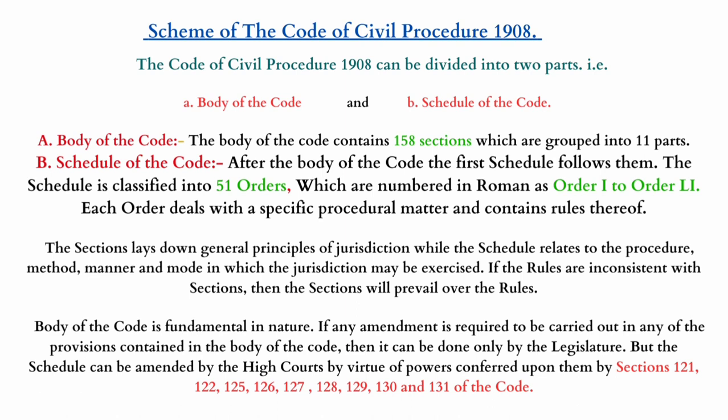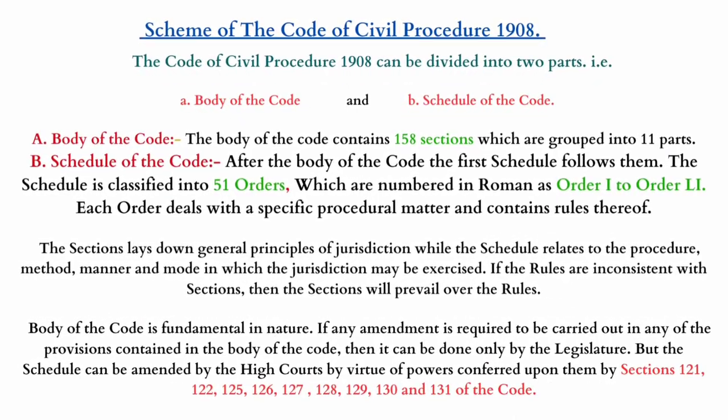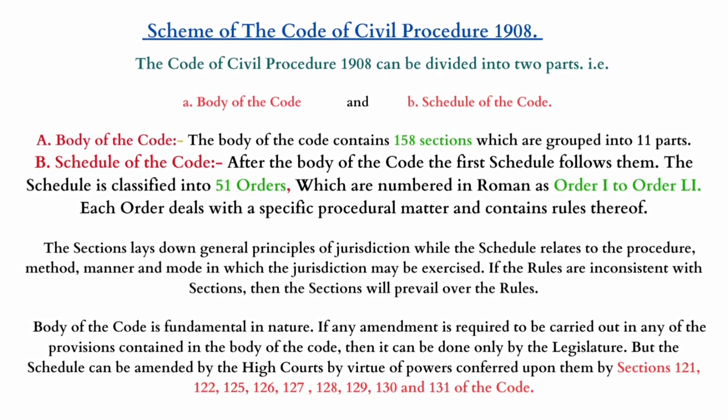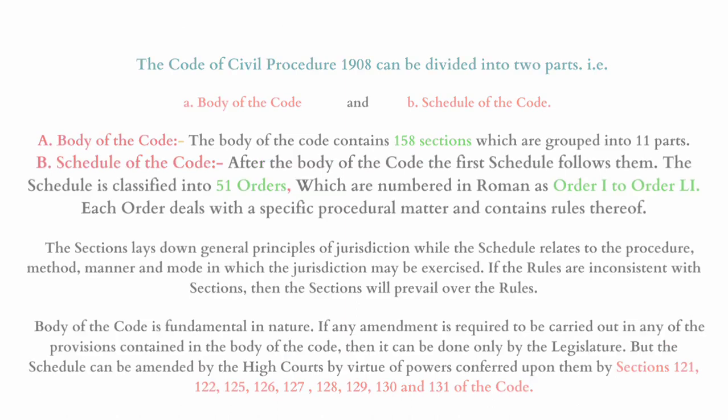If the rules are inconsistent with sections, then the sections will prevail over the rules. Body of the code is fundamental in nature. If any amendment is required to be carried out in any of the provisions contained in the body of the code, then it can be done only by the legislature. But the schedule can be amended by the High Courts by virtue of powers conferred upon them by sections 121, 122, 125, 126, 127, 128, 129, 130, and 131 of the Code.